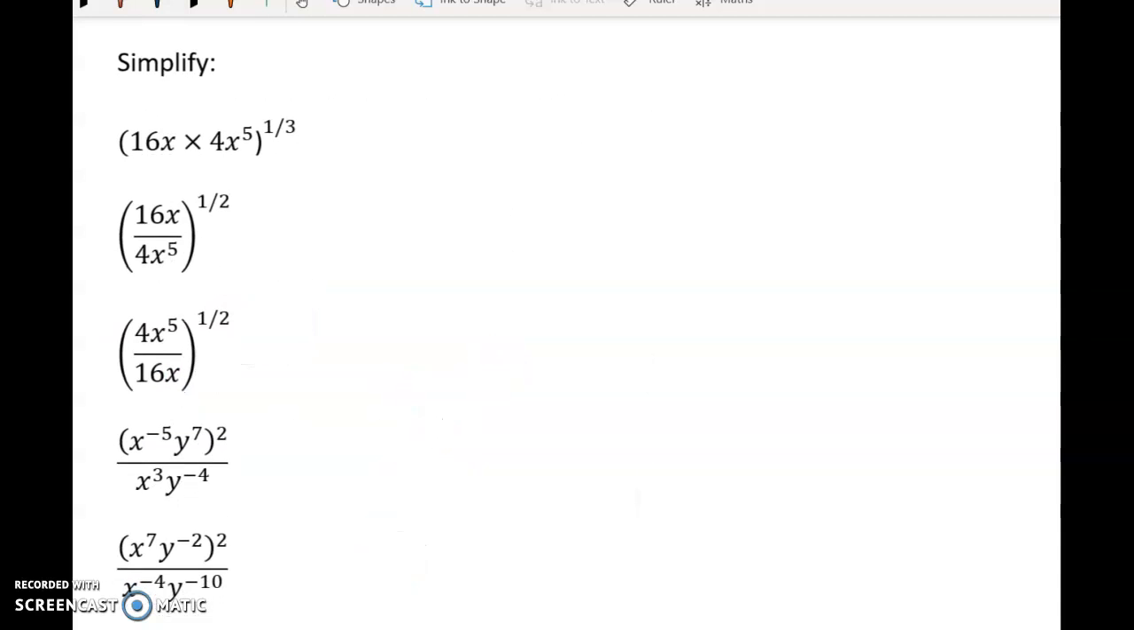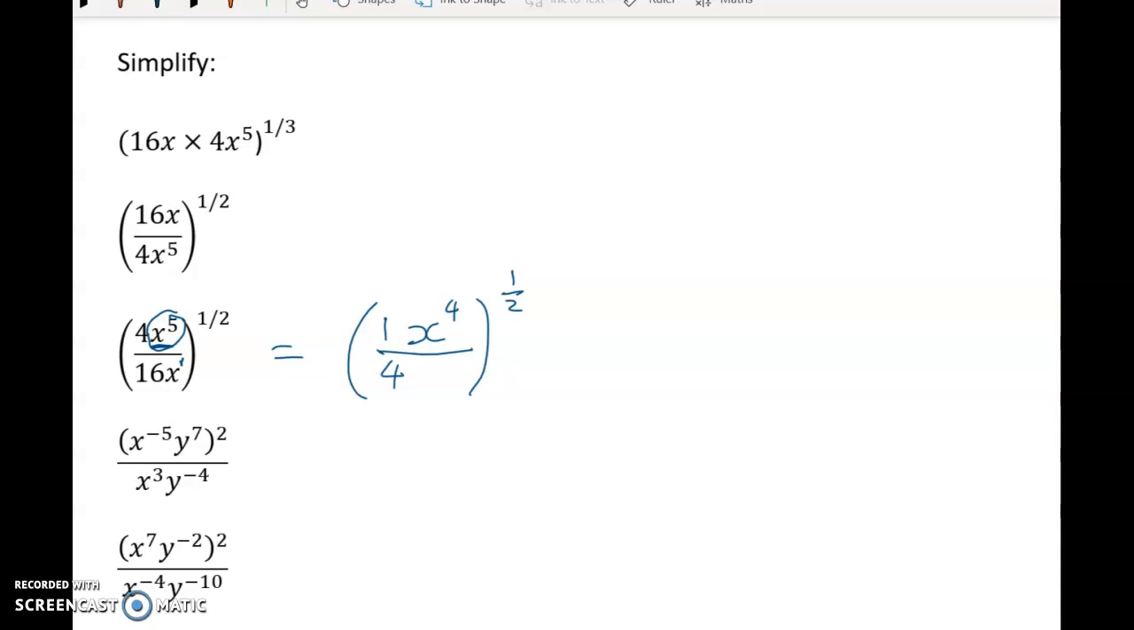Right, let's look at question number 3. Very similar numbers, just a bit different. So here we've got 4 over 16 gives me 4 in the denominator. And I can write a 1 in there if I want to. Right, so that's simplifying the fraction. We've got x to the power of 5 here and x to the power of 1 here. So 5 minus 1 gives me x to the power of 4 here to the power of 1/2.